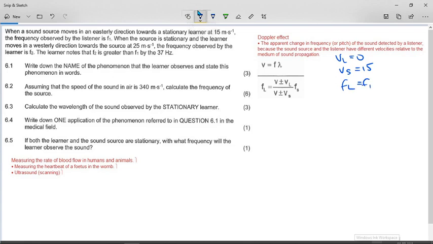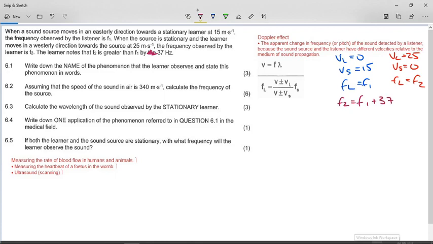Okay. Then it says that when the source is stationary, so now the velocity of the source is 0, and the learner is moving towards the source at 25 meters per second, the frequency observed by the learner, which is the frequency of the listener, is F2. The learner notes that F2 is greater than F1 by 37 hertz. So if F2 is bigger than F1 by 37 hertz, that means F2 equals F1 plus 37.